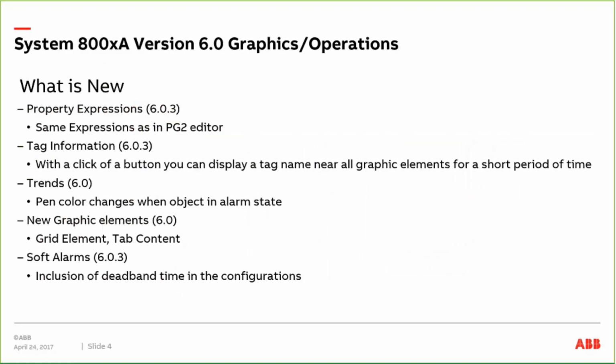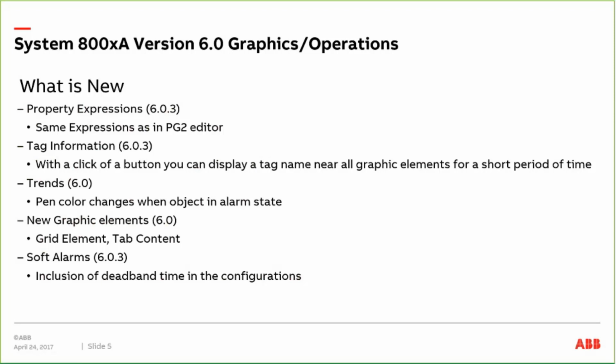So now we're into System 800XA version 6.0, graphics and operations. What's new in 6.0? What I've done is I've gone through the release notes. I pulled out what's new in 6.0 and also what's new in the newest release of 800XA, which is 6.03, like AJ mentioned, came out in January of this year and provided support for Windows 10 long-term stability build.